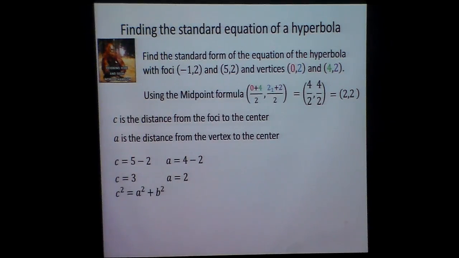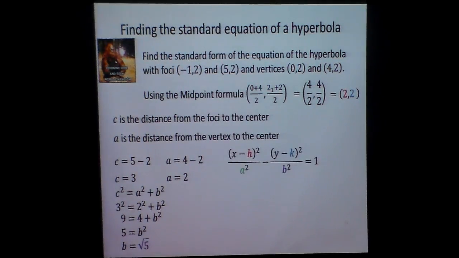Just like in the Pythagorean theorem, a squared plus b squared equals c squared, the same is true for hyperbolas. So if c is 3 and a is 2, I can square them. So I have 9 and 4, minus 4 from each side. Now I need to find b, so I square root it, which makes b the square root of 5.